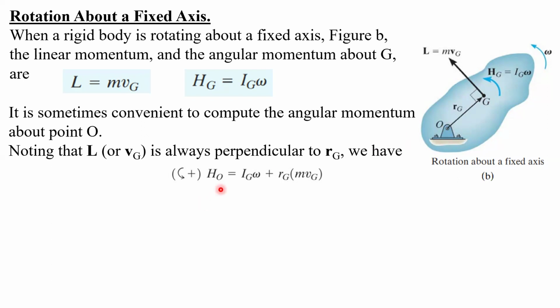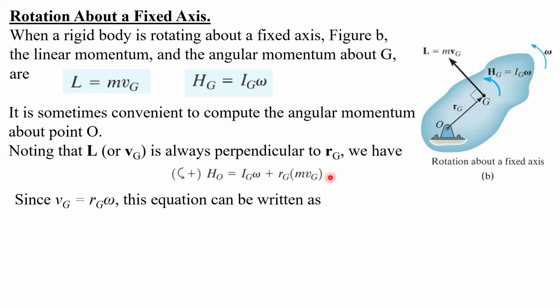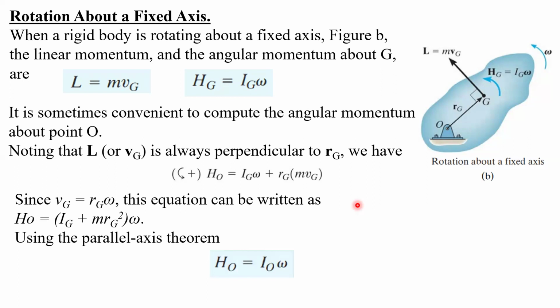Then we have that Ho, the angular momentum about point O, is the angular momentum of the body about the center, plus the momentum times the moment arm. Since Vg is rG omega, here you can replace Vg by rG omega. So this equation can be written as Ho equals Ig plus m rG squared, times omega. Using the parallel axis theorem, Ho is equal to Io omega, where Io is Ig plus m rG squared.